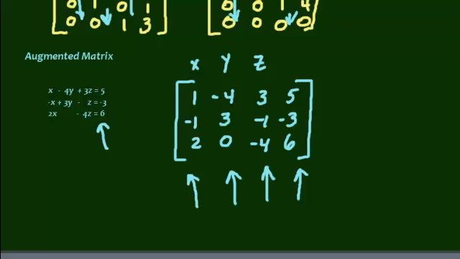Now, there is such a term as a coefficient matrix, and that's exactly what it sounds like. It would just be this matrix right here, which lists the coefficients, and that would be the coefficient matrix right here.